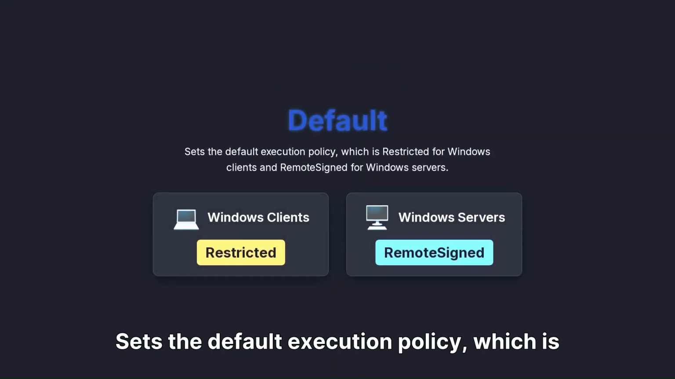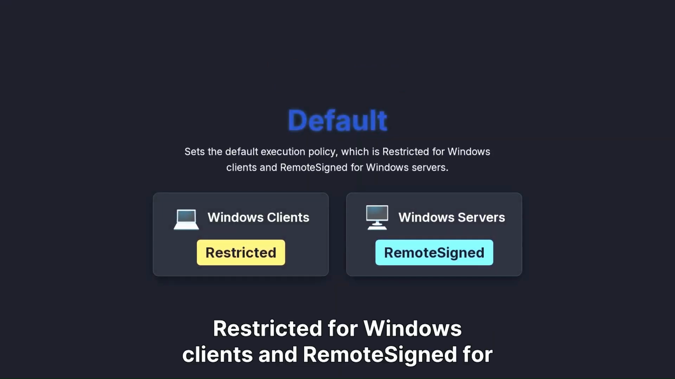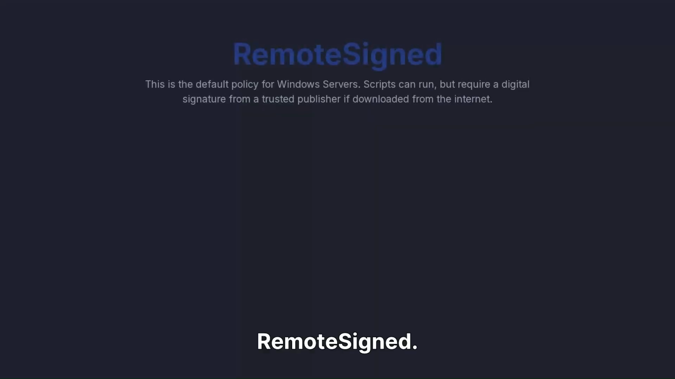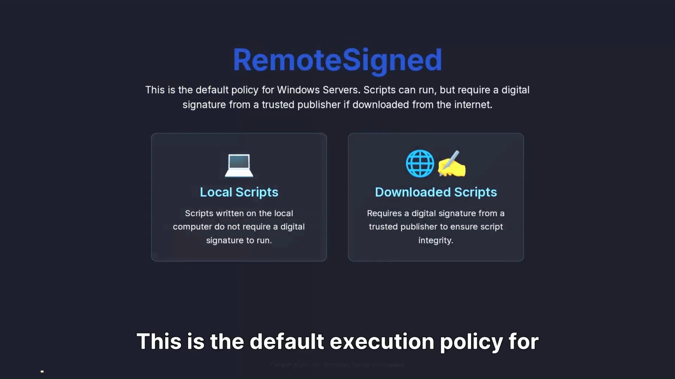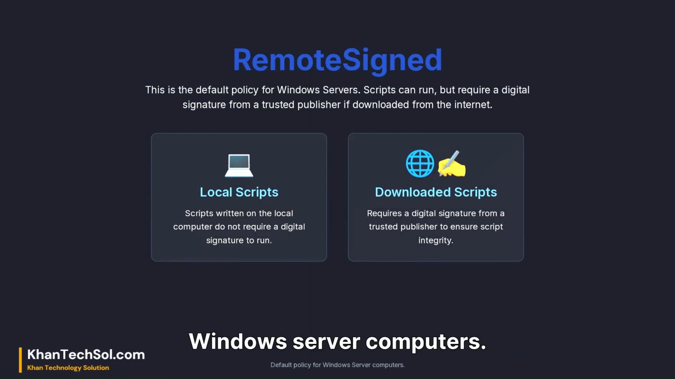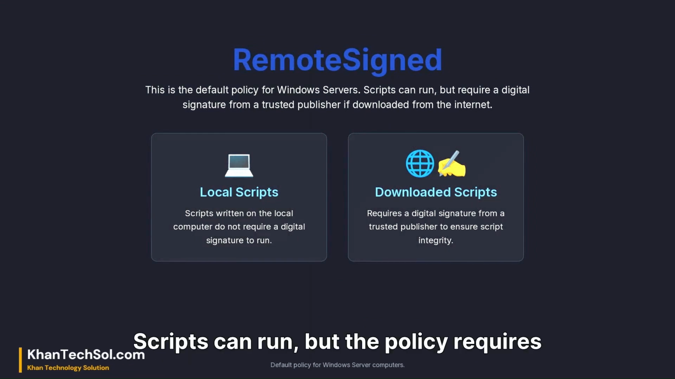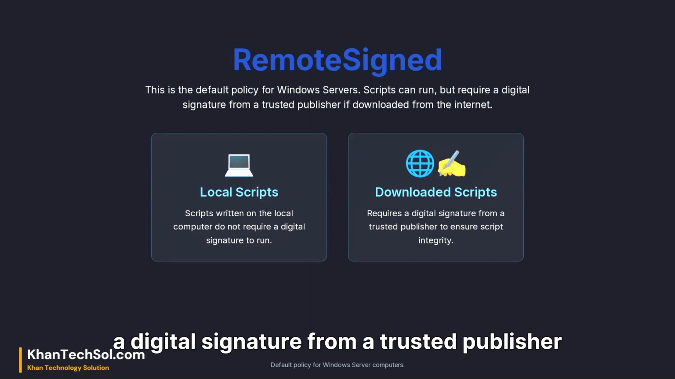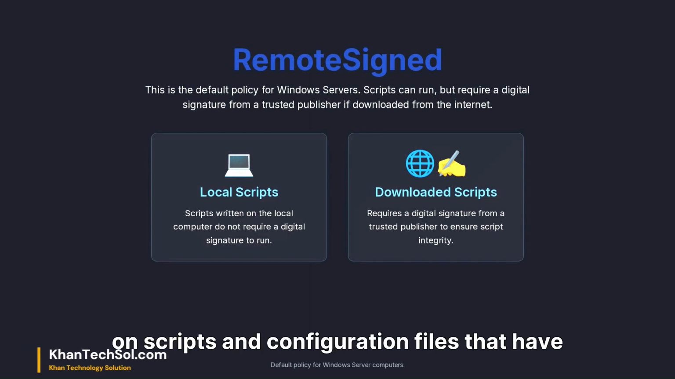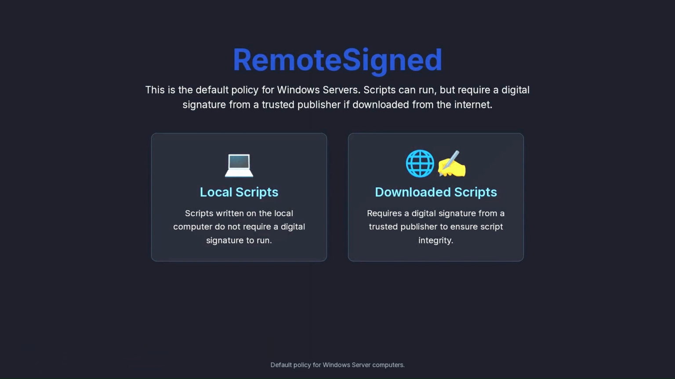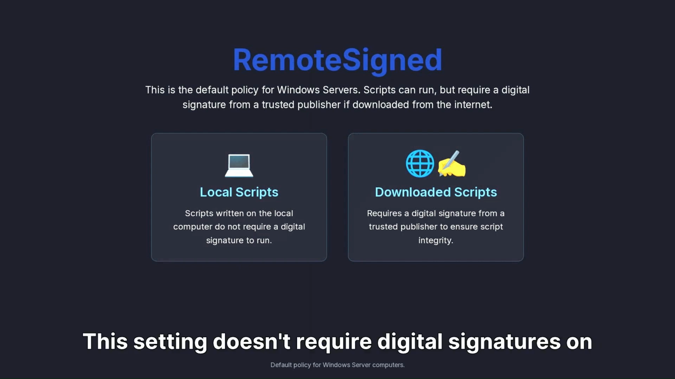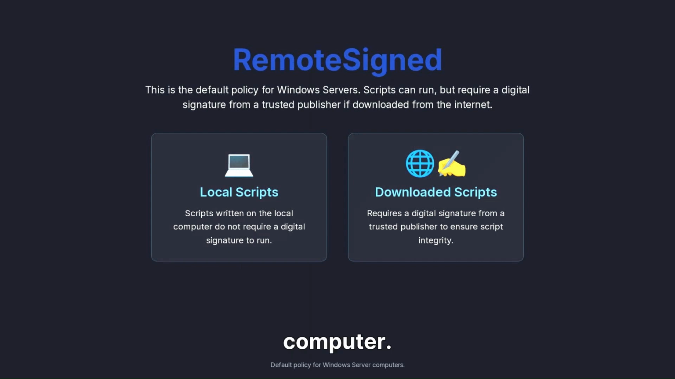Default sets the default execution policy, which is Restricted for Windows clients and RemoteSigned for Windows servers. RemoteSigned is the default execution policy for Windows Server computers. Scripts can run, but the policy requires a digital signature from a trusted publisher on scripts and configuration files that have been downloaded from the internet. This setting doesn't require digital signatures on scripts that are written on the local computer.